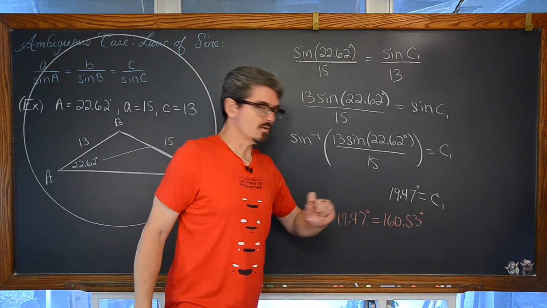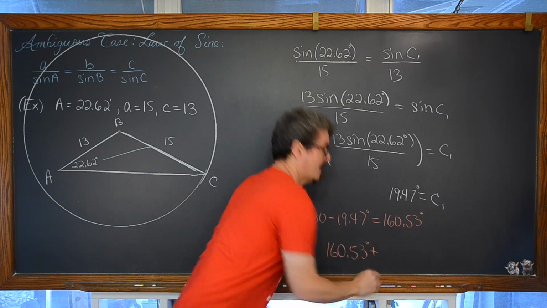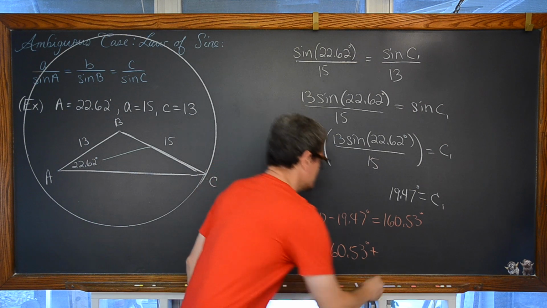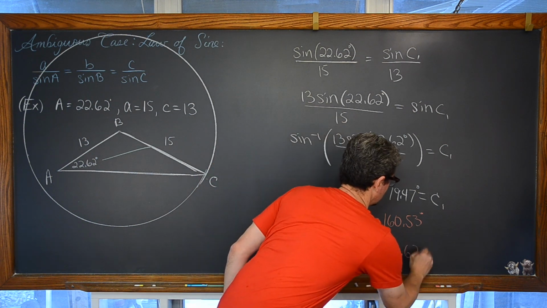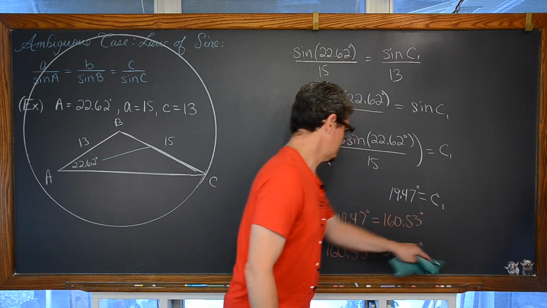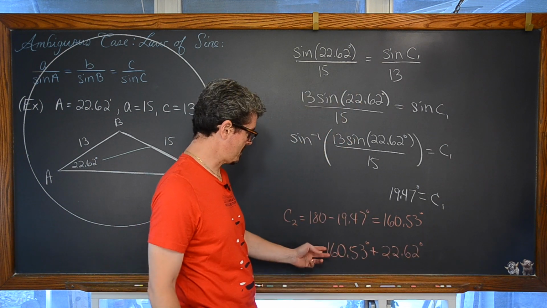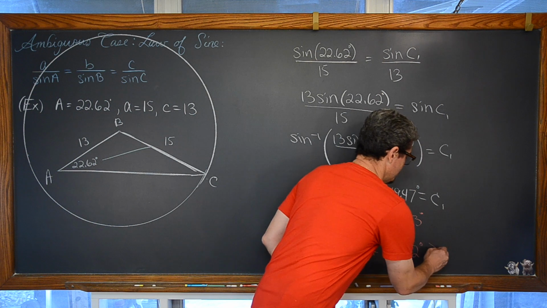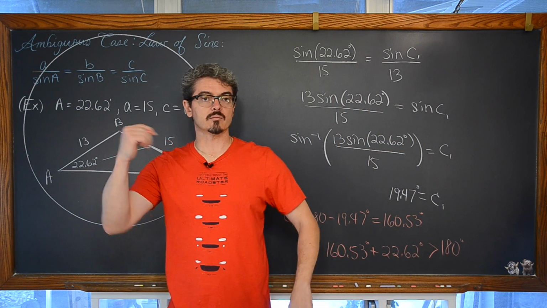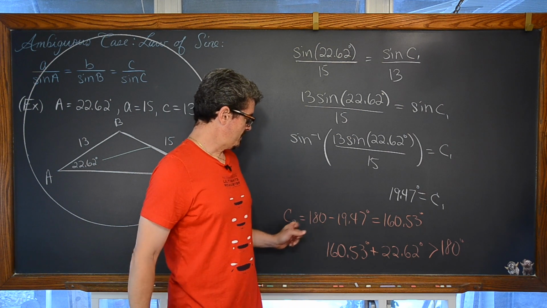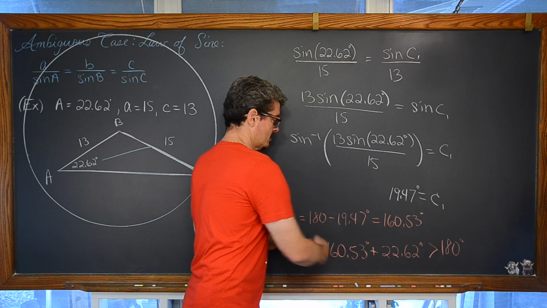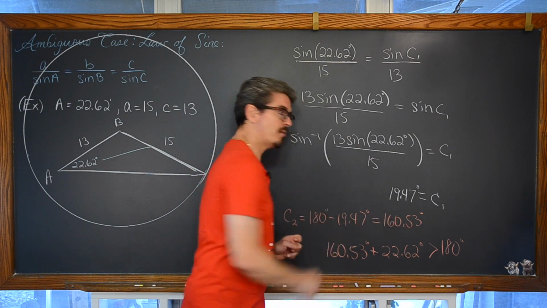Take that angle, add it with the original angle given to you in the problem. In this case, again, it was 22.62 degrees for angle A. And you're going to get a sum, which I'm not going to take the time to actually figure out, because 160 plus 22 is obviously greater than 180 degrees. So now this time, unlike the previous example, the first angle we found, taken away from 180 degrees, gives us a new possible second angle.